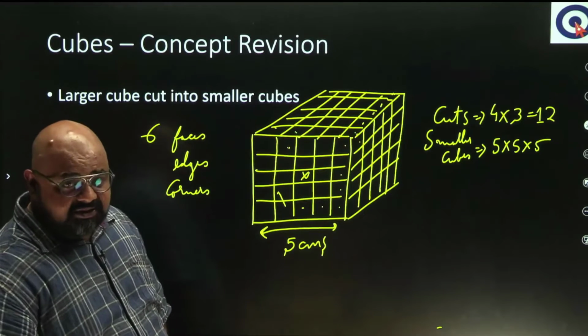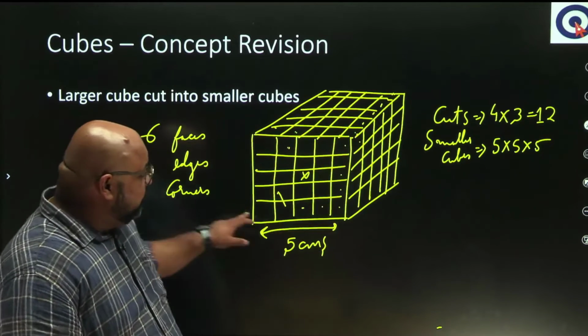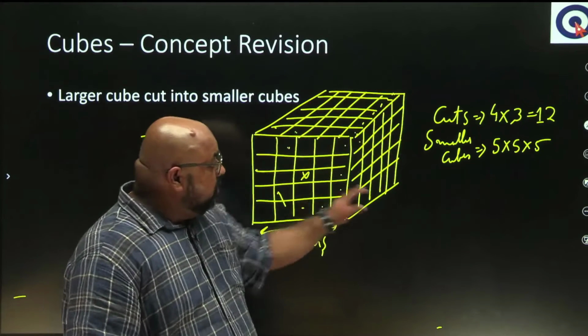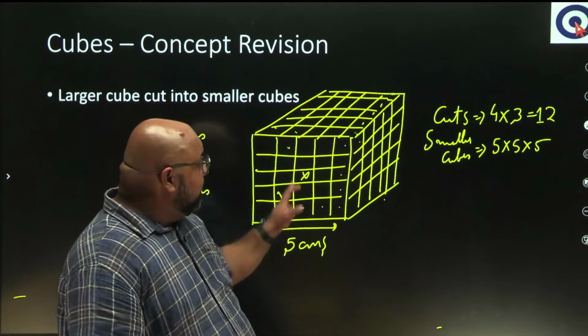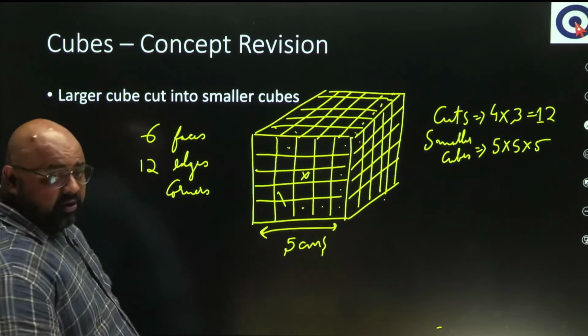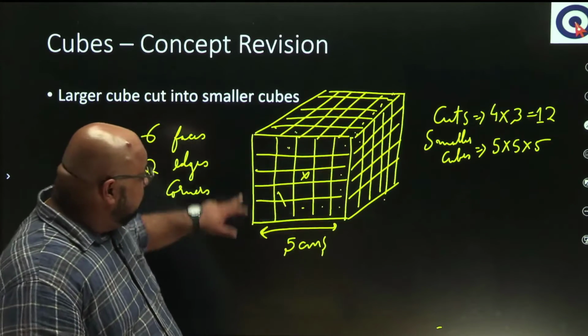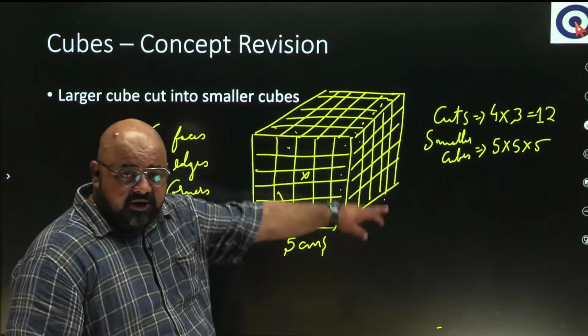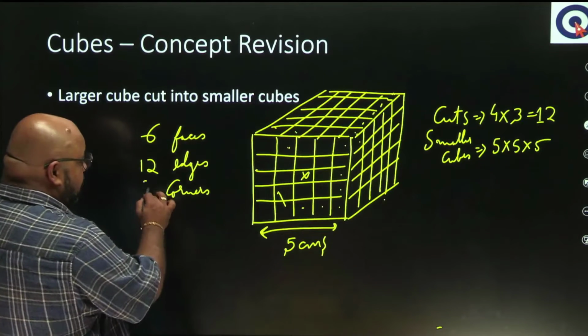How many edges? 4 on the front, 4 on the back, and 4 connecting edges. Therefore 12 edges. How many corners? 1, 2, 3, 4 in the front, 1, 2, 3, 4 in the back. Therefore 8 corners.